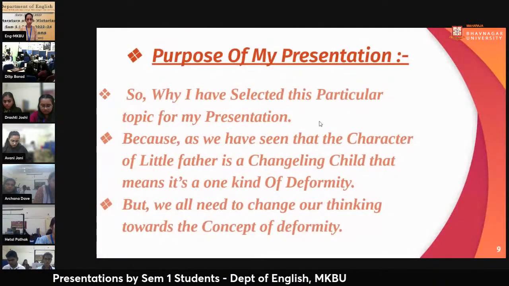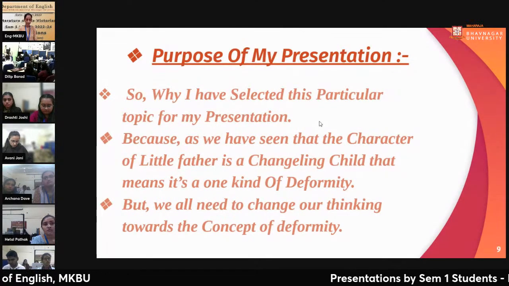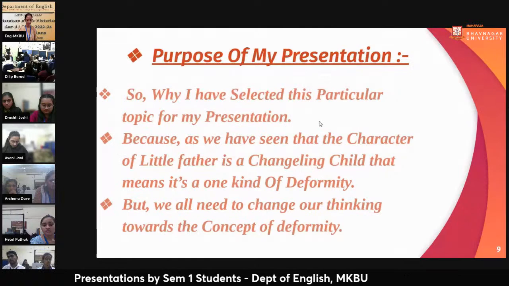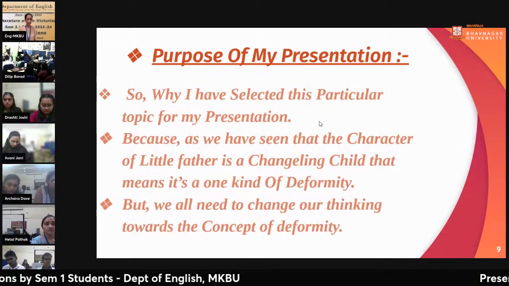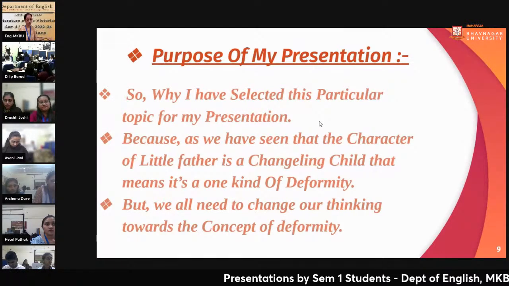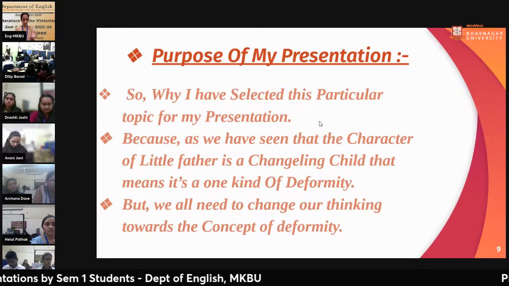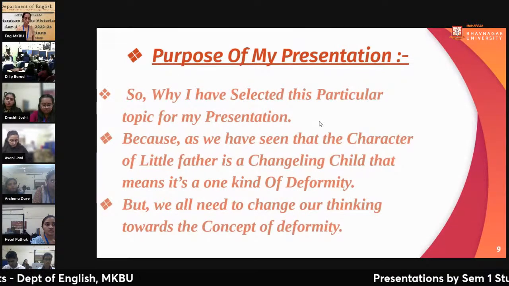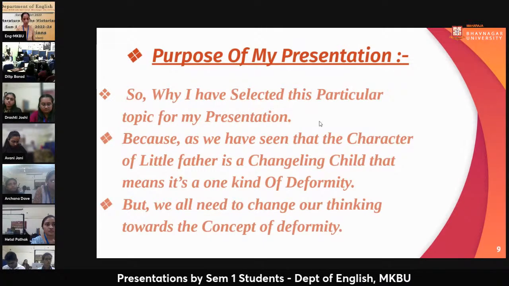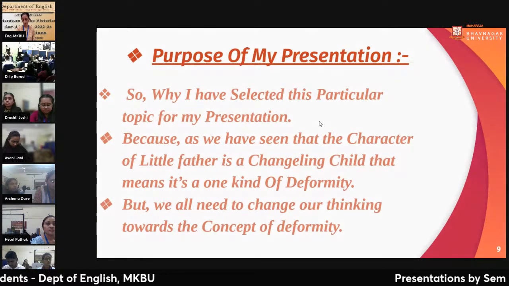The purpose of my presentation, why I have selected this topic, is that the character of Little Father is a changeling child. That means it is a kind of deformity, but we all need to change our thinking towards the concept of deformity, as we have seen the concept of deformity in the novel Frankenstein also. What is important is that when someone is deformed in any way, we should help them, because it is not the person's individual fault. So we need to change our thinking.